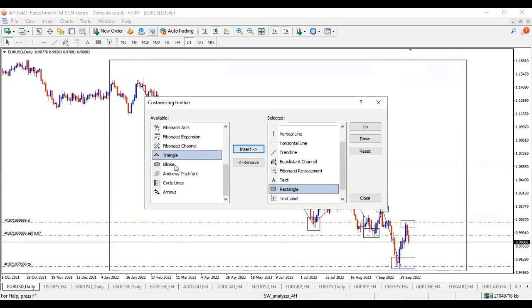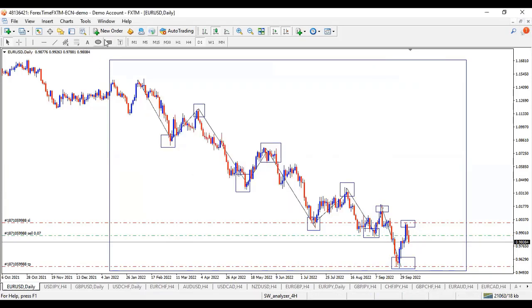And then what I'm using for the lines is the ellipse. Click on it and then you say insert and then you say close. So when you look at my toolbar here, there is an ellipse here and a rectangle here. The ellipse, you can use it a number of ways. So you just click on it, then bring it on the chart and long left click and you can move it. You can draw it that way.